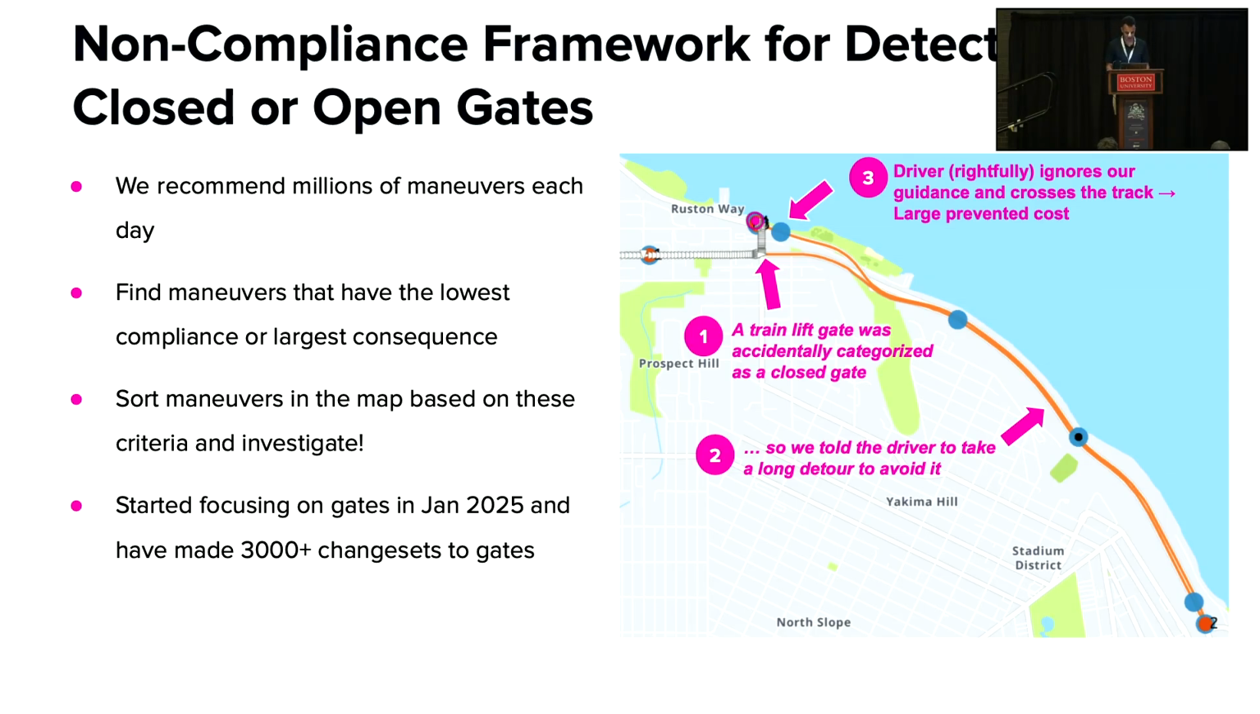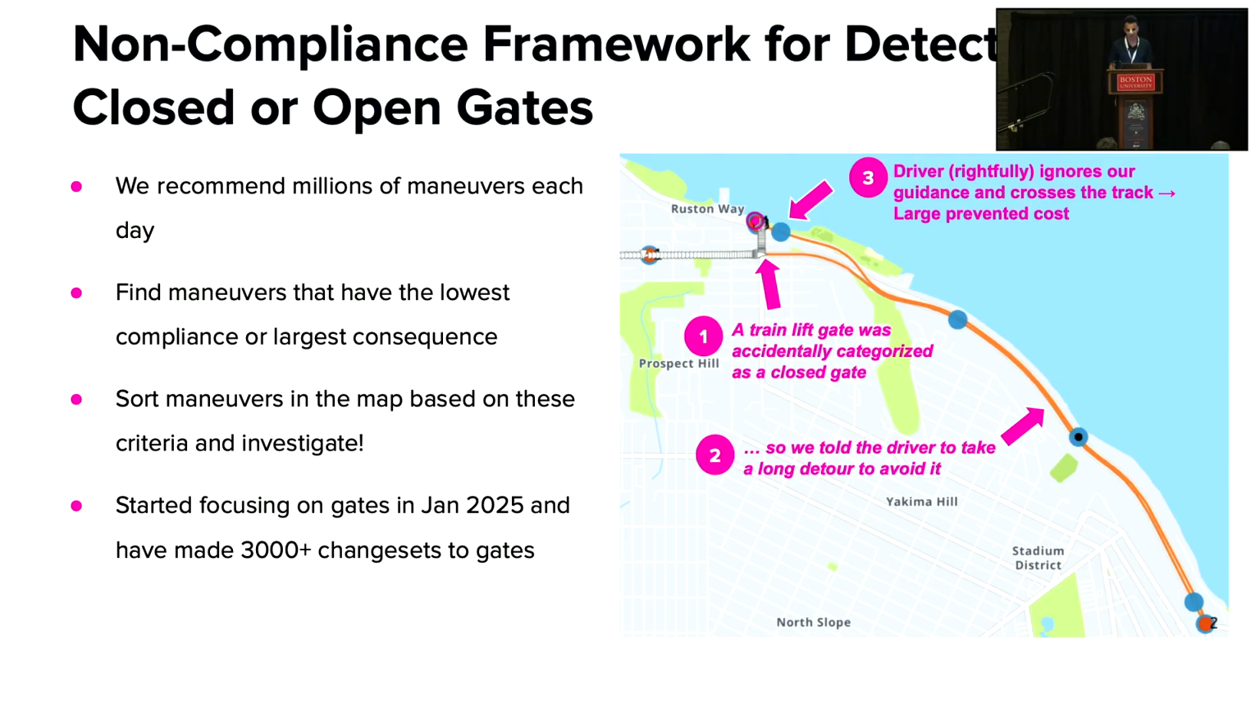Another way, which a lot of people have contributed to and has reached maturity now, is using driver feedback, or basically automatic feedback. So we recommend millions of maneuvers each day. Sometimes drivers don't comply with those maneuvers, but we can say, okay, when we recommend this right turn on this road, drivers have a 25% compliance rate, which is quite bad for us. So if we look at maneuvers that have the lowest compliance, or also the largest consequence, so how much time is added to your trip if you miss this maneuver, we can sort based on those criteria and investigate.